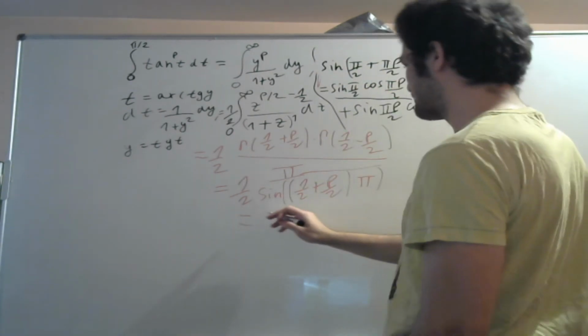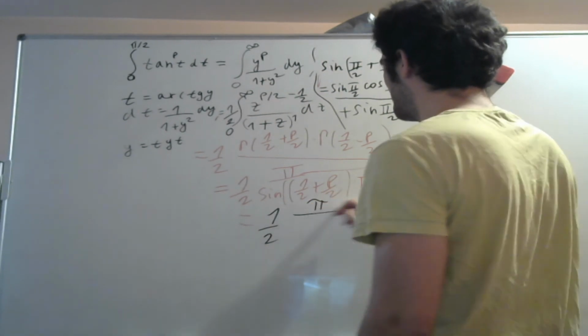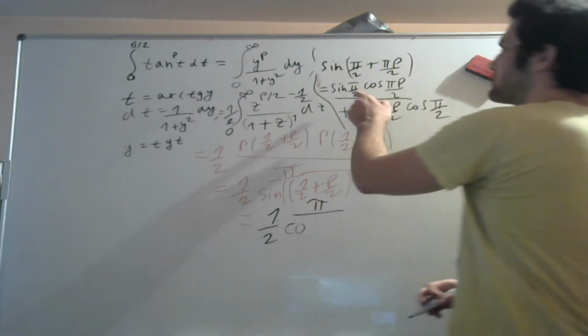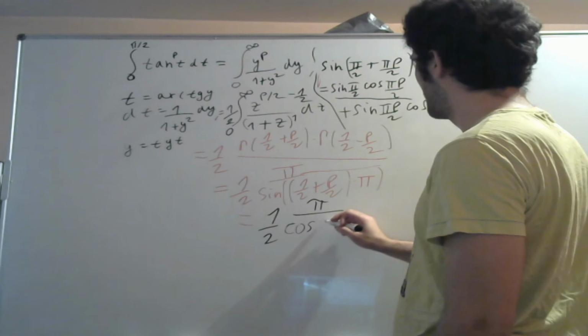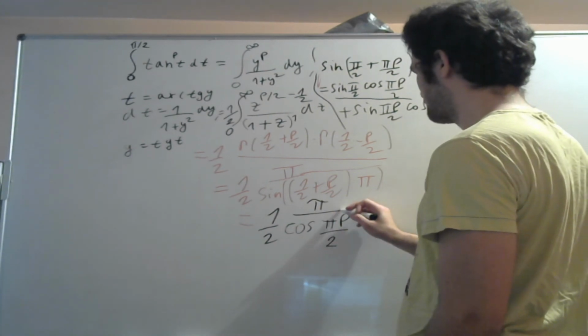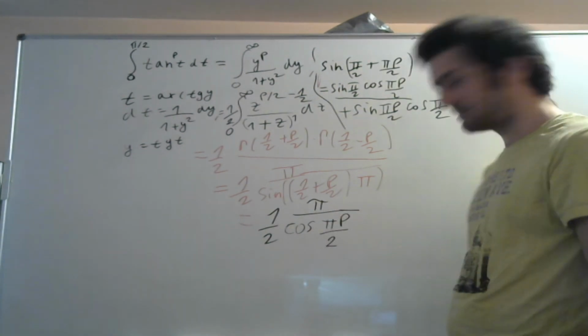And so our result is 1/2 pi divided by cosine, because sine of pi over 2 is 1. So this is cosine of p pi over 2. Or if you want, you can write this as a secant, but it doesn't matter really.